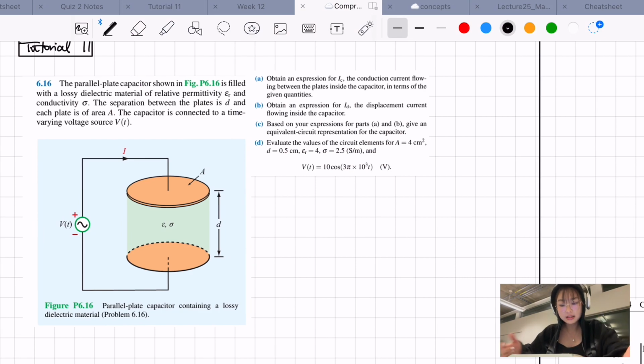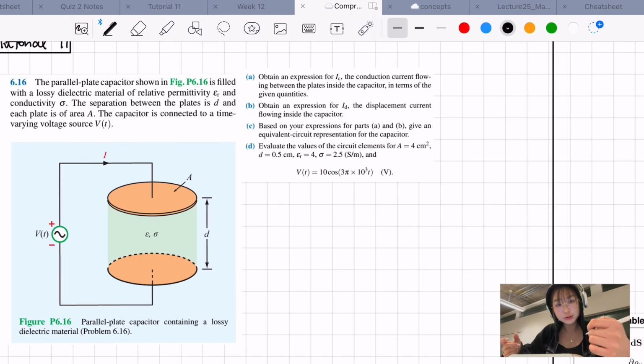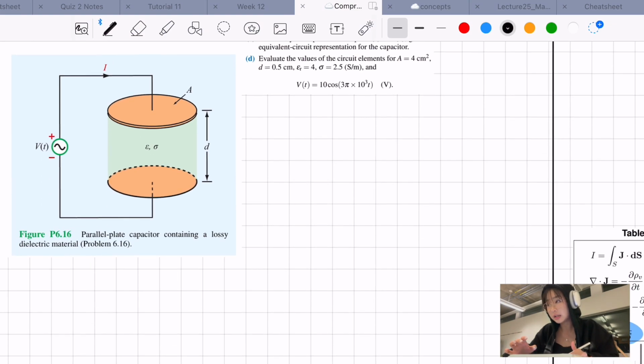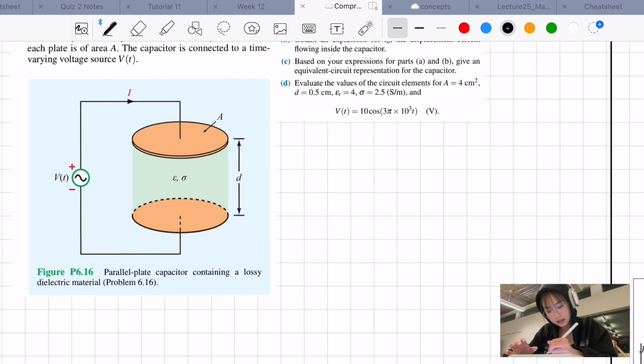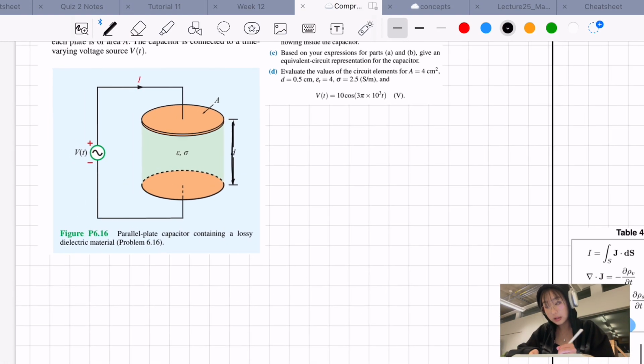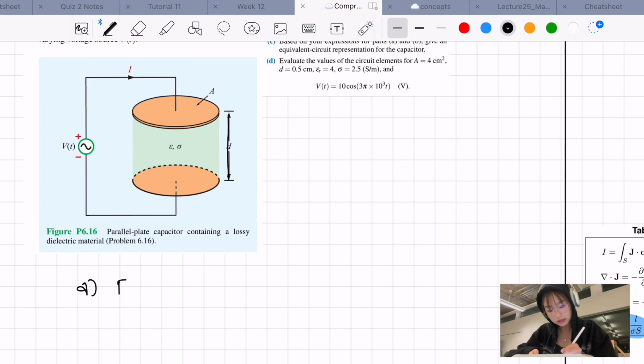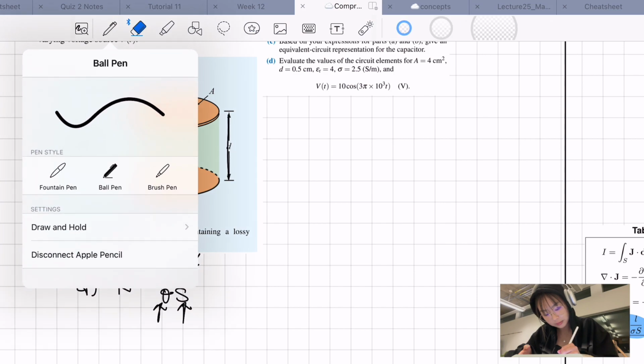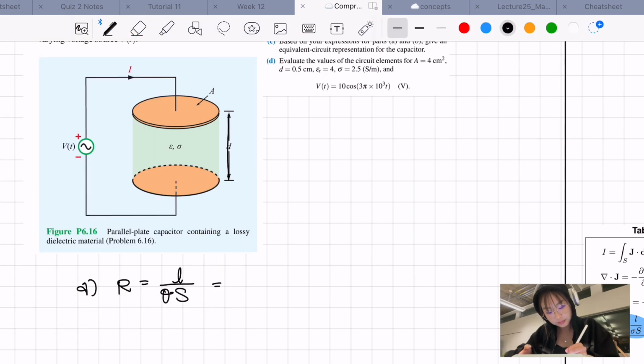Question A asks us to obtain an expression for I_C, the conduction current flowing between the plates inside the capacitor, in terms of the given quantities. The given quantities are the distance d, the surface area A, the epsilon and the sigma, and the voltage V(t). Start here: R is L over sigma S, where S is the surface area, sigma the conductivity, and L the length, from our equation sheet. From there, the length is d, sigma stays, and the area is A.